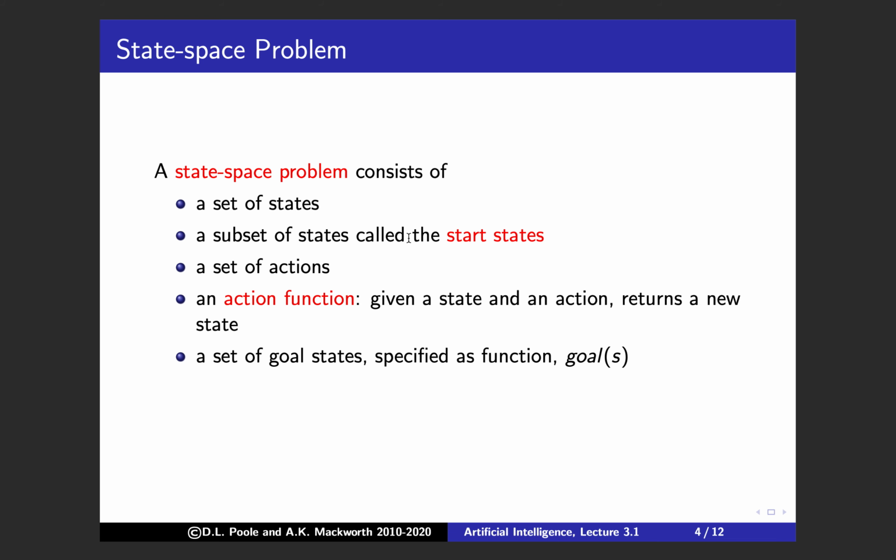Then we have a set of goal states. I'm going to specify this as a function, goal(S), where goal(S) is true if S is a goal state. And we're going to have a criterion that specifies the quality of an acceptable solution.